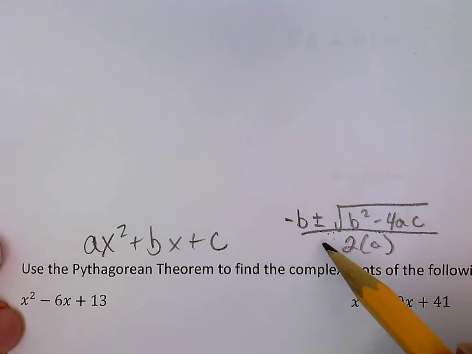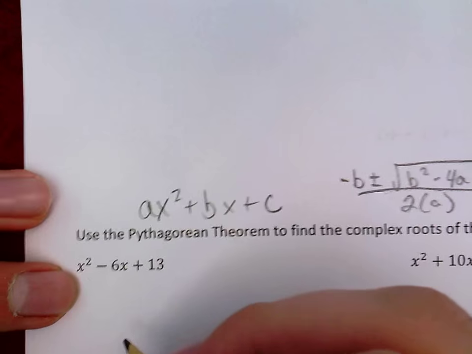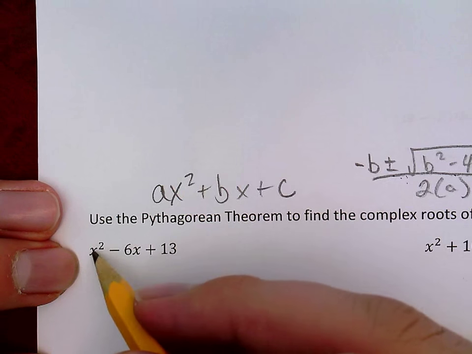So what I'm going to do is first find my a, b, and c. My a is always in front of the x squared.